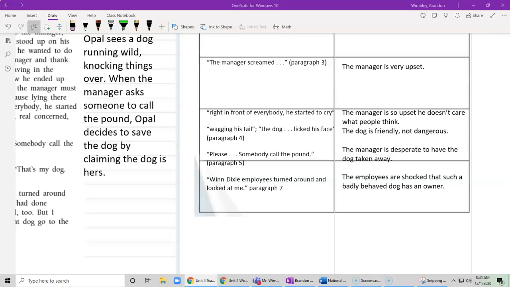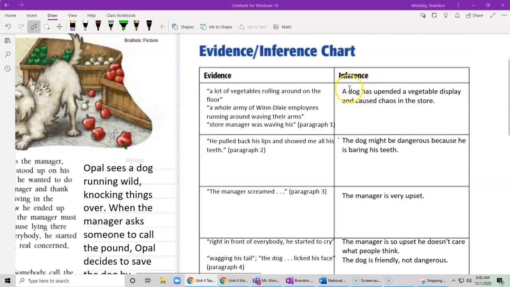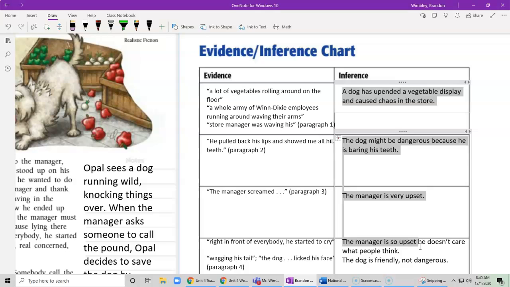Now, what have we noticed? We've noticed all of these pieces of evidence, and we've put them together to make these inferences. Nowhere in our text does it say any of these things. The manager's upset. They think the dog is dangerous. The dog is friendly. Nowhere in there does it say that at all. All right, I'll see you guys in our next one.